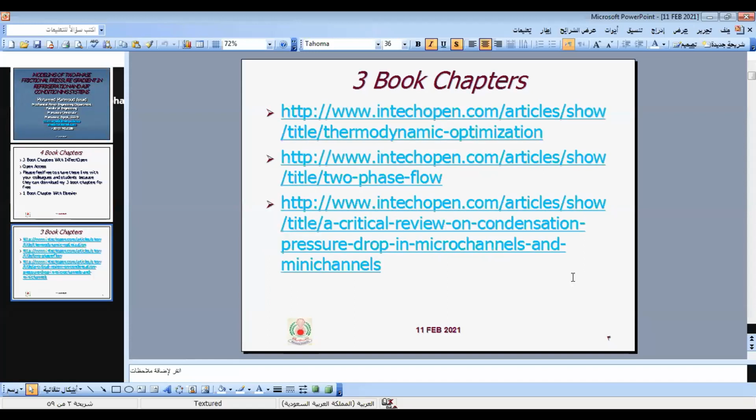My 3 chapters were in InTech. The first one was published in 2012, about thermodynamic optimization in heat exchangers using entropy generation. My second chapter, from which I will cover many items in my talk today, is about two-phase flow. It was also published in 2012. And I have another chapter because, as you know, in refrigeration and air conditioning systems, you can find boiling and condensation processes. So my third chapter, published in 2015, is a critical review on condensation pressure drop in macro channel and mini channel.